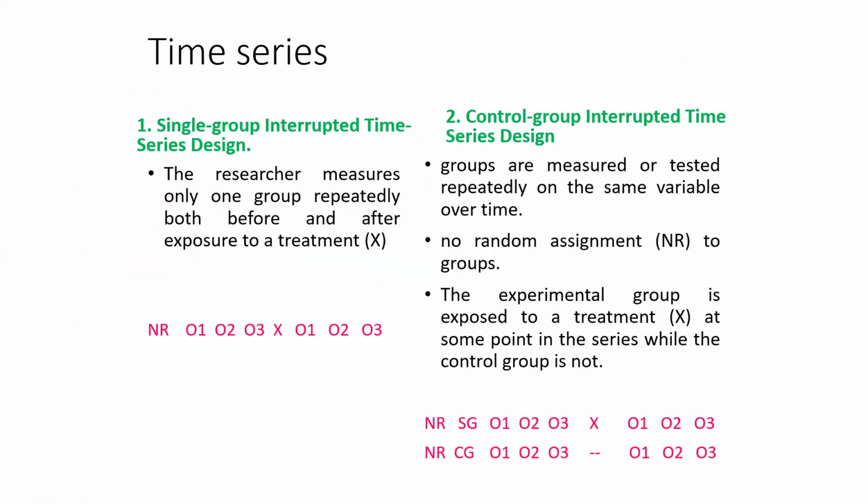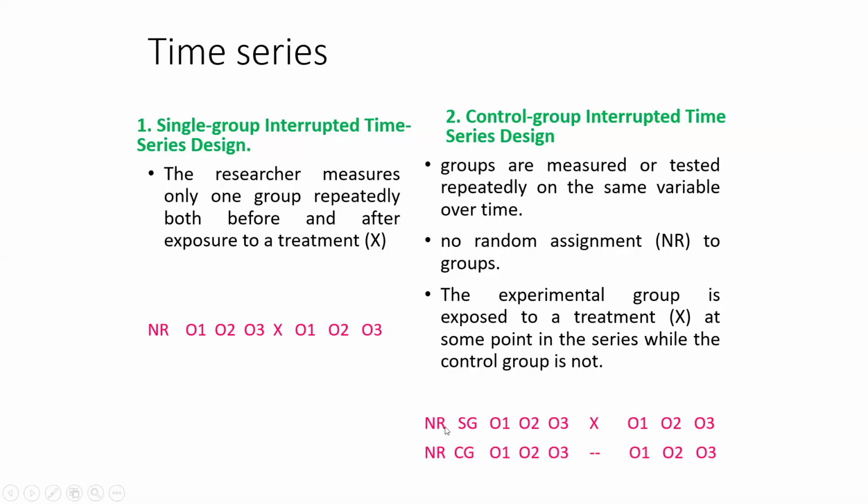Coming to the single group interrupted time series. In one group only, we measure the group repeatedly before and after exposure to the treatment. The measurement is being done repeatedly with the one group. It is called the single group interrupted time series design. And the control group interrupted time series is the same, whereas here we have the control group.